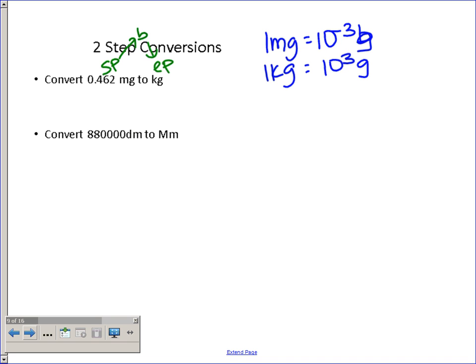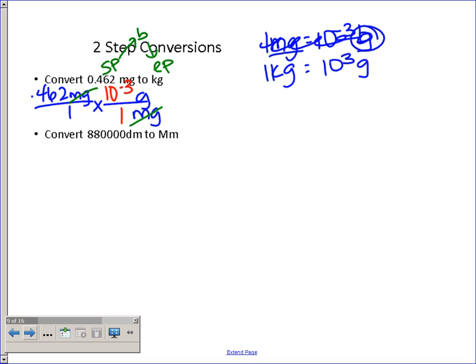So I take my starting point, 0.462 milligrams over 1. Look at your two equivalence measures. Which one has milligrams in it? Well, it's the first one. So I know that bottom's milligrams, and the top has to be grams. It has to be the other unit represented in the equivalence measure. Plug in what belongs with what. 1 belongs with milligram. 10 to the negative third belongs with gram. Milligram cancels. I'm in grams.